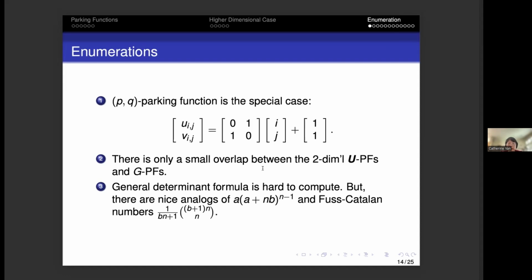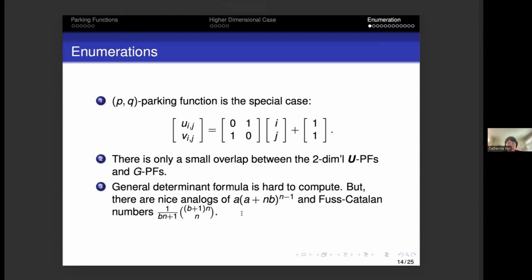In general, to study this two-dimensional vector parking function, we can use the theory of multivariate Gončarov polynomials. There are some analytical formulas available. However, finding an explicit formula for the number of such parking functions is hard, because what we have is a general determinant formula that's hard to evaluate. Nevertheless, there is a special case where there are certain nice analogs, which look like Abel polynomials and the Fuss-Catalan numbers.